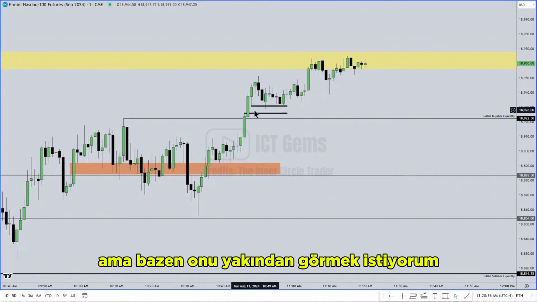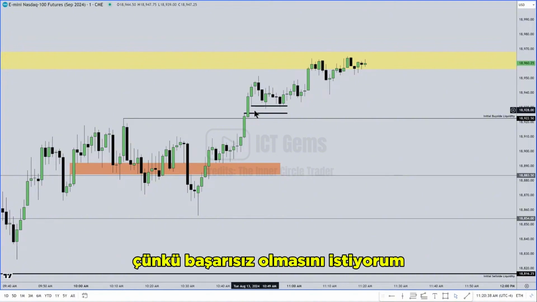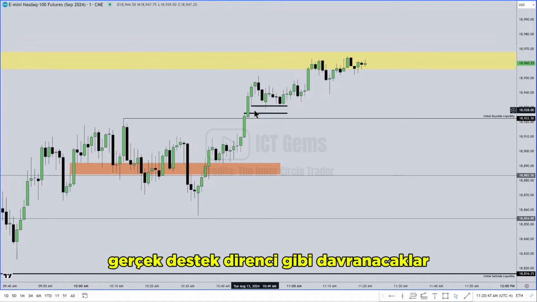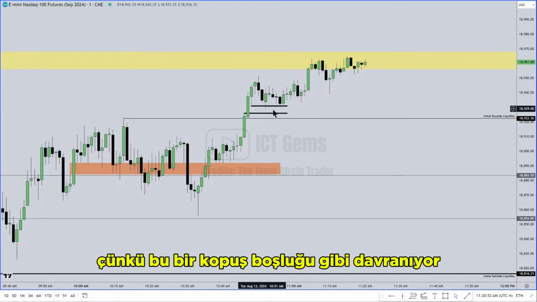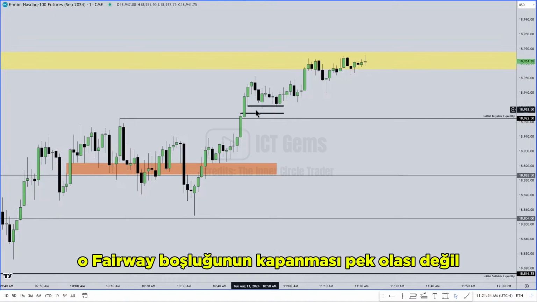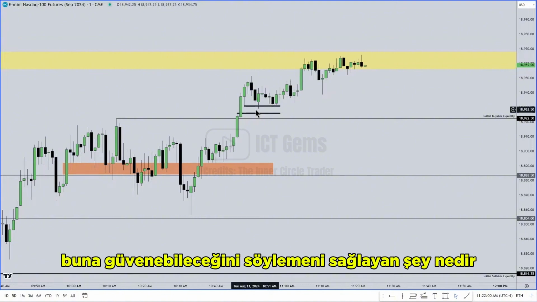But there are times where I want to see it close in because I want to see it fail. And that's something for your notes too. The inefficiencies that stay open are going to act like real support or resistance because this is acting as a breakaway gap. How do you know that that fair value gap doesn't or won't likely close in? Like what gives you that discernment? What makes you say that you can trust that?